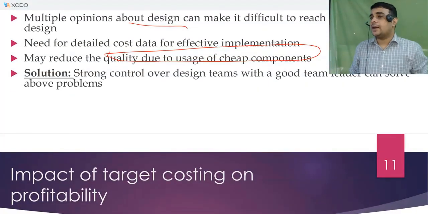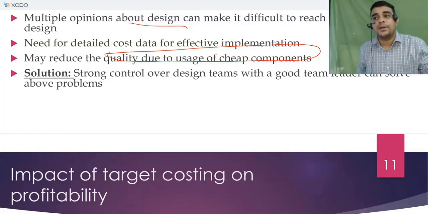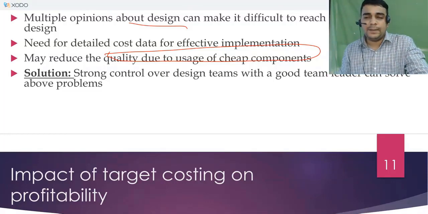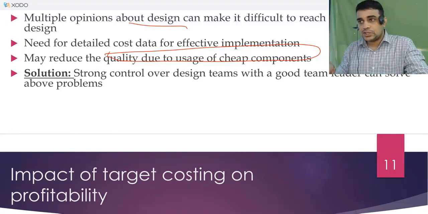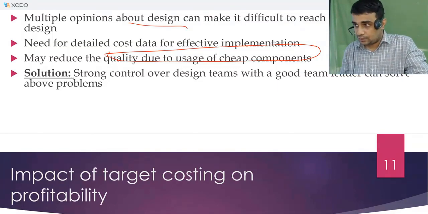Okay, impact of target costing on profitability. There is a two-way impact of target costing. One-way impact is that cost reduction will happen. Because of cost reduction, profitability improvement is going to happen for the company. There can be large savings in cost also.